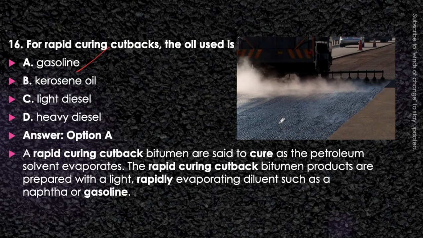This is a picture of rapid curing cutbacks. Here you can find that these rapid curing cutback bitumen are said to cure as petroleum solvent evaporates. You can watch it here, the evaporation of petroleum solvent. The rapid curing cutback bitumen products are prepared with light, rapidly evaporating diluents such as naphtha or gasoline. So in these rapid curing cutbacks, the oil used will be either naphtha or gasoline. So here A will be the correct answer.